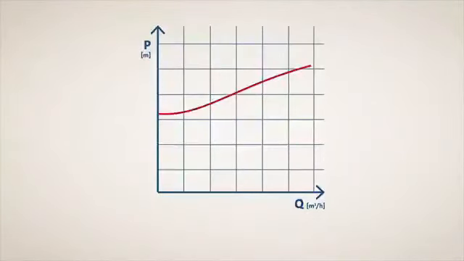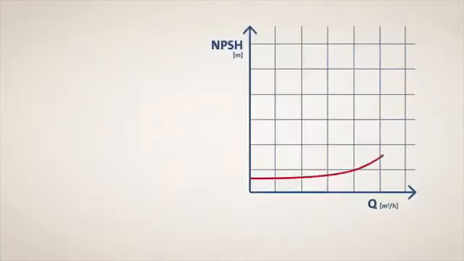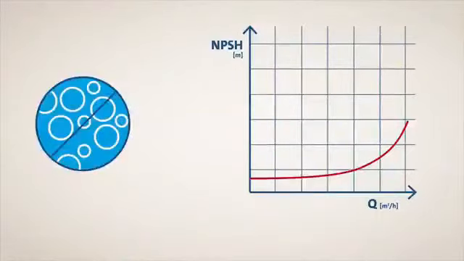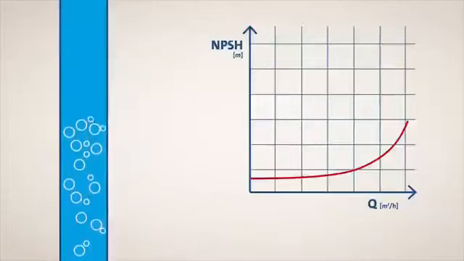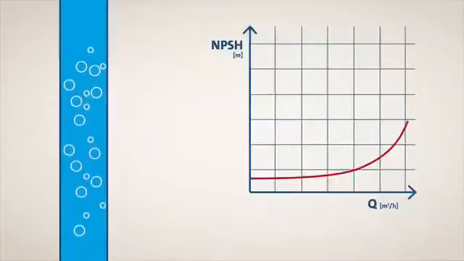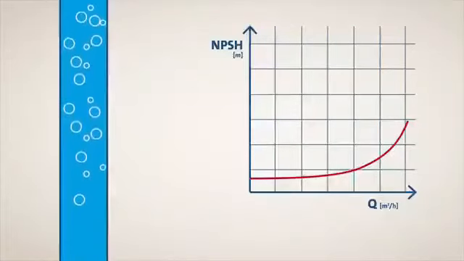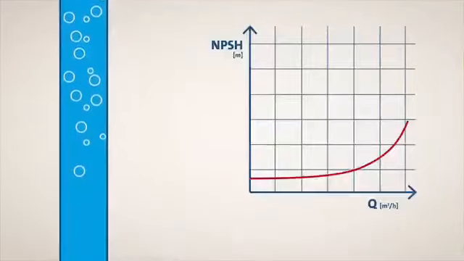Finally, there's the net positive suction head, or the NPSH curve. Since the NPSH appears in meters and not kilowatts, it is not necessary to take the density of different fluids into account. NPSH describes conditions related to damaging cavitation, and that's where the NPSH curve comes in handy.